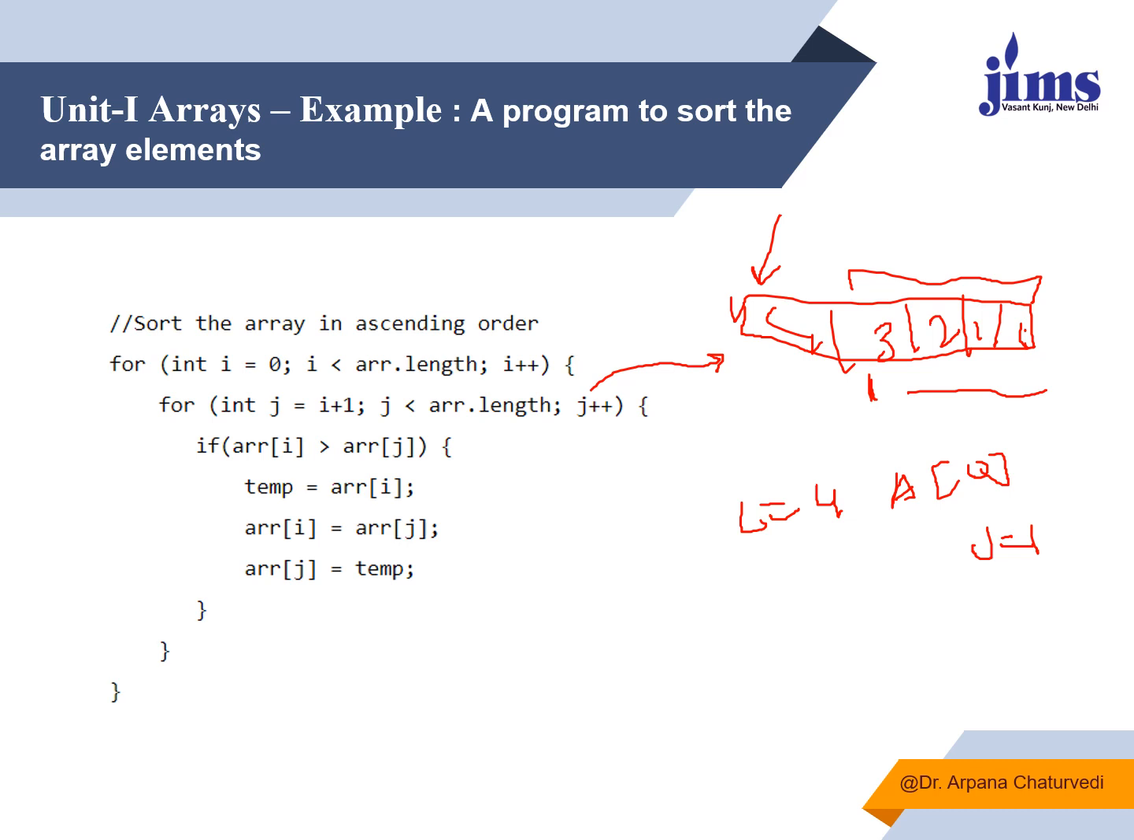So 4 is compared with 3. 4 is greater than 3, we will be swapping. Fine. Now again I will compare this 3 with 2, it is greater, swap. Then 1, no, then no. So what will happen? Here we will be getting the smallest value at position arr[i], that is 1. 1 will be lying over here. The rest of the elements will be like 4 is now here, 3 is here, 2 is here and 5 is here.